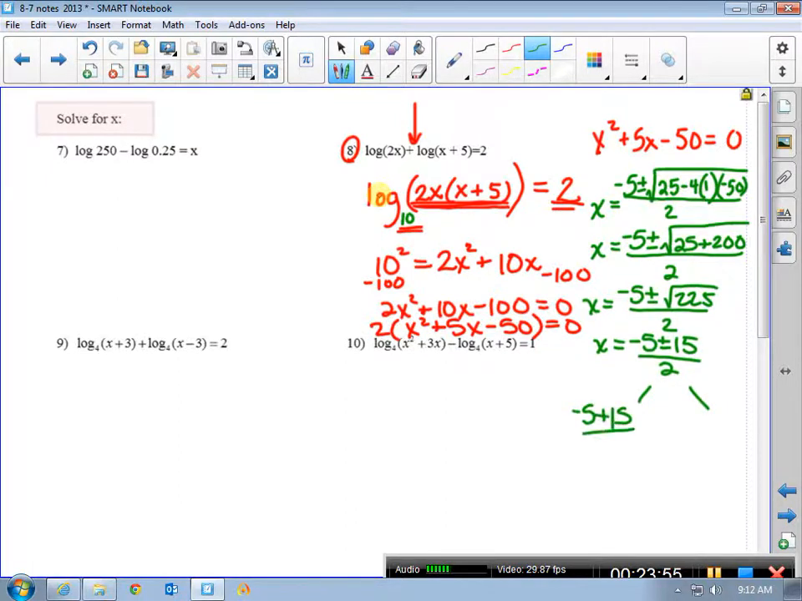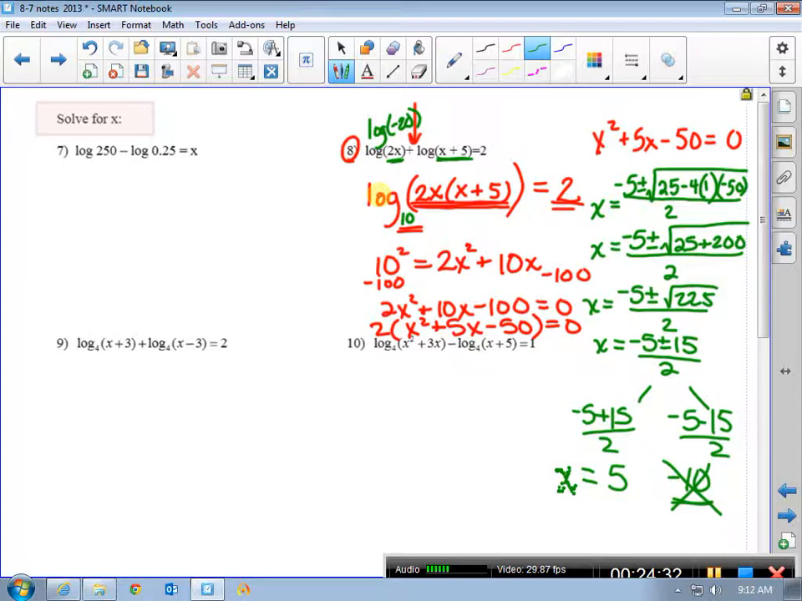Negative 5 plus 15 over 2. Negative 5 minus 15 over 2. There's 2 answers here. This is 10 over 2, which is 5. This is negative 20 over 2, which is negative 10. So let's take a look. Can x equal 5 up here? 5 there is okay. 5 there is okay. We can check it. Can x equal negative 10? Negative 10 in here would give us the log of negative 20. That's no good. Reject by the domain.